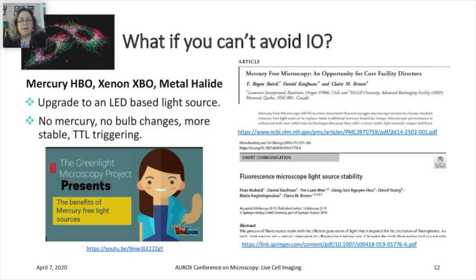And it has many benefits of removing the mercury. There's no more bulbs to change. The light source is more stable, and you can trigger the light source and avoid illumination overhead.